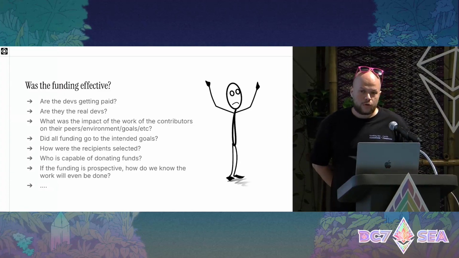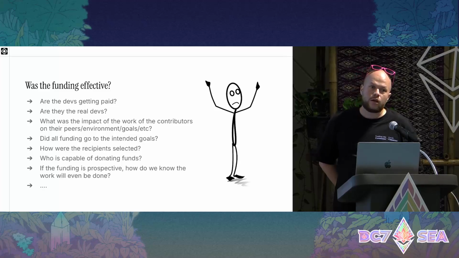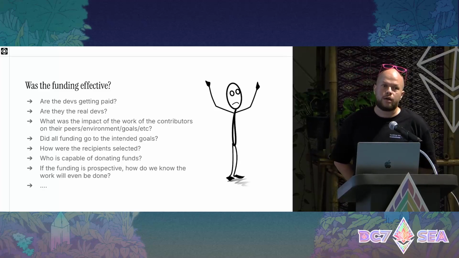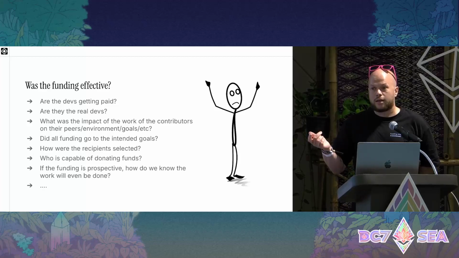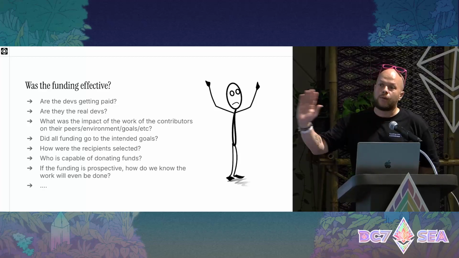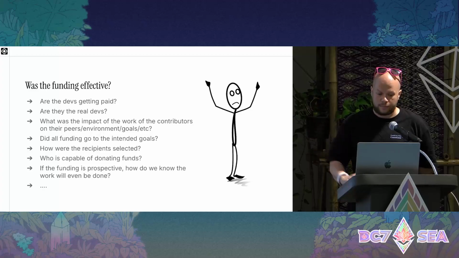What Hypercerts adds to this is that we close this feedback loop by returning a fraction of a hypercert to the donors and to the funders. What this adds is that the funders also build up reputation on what they built and funded.